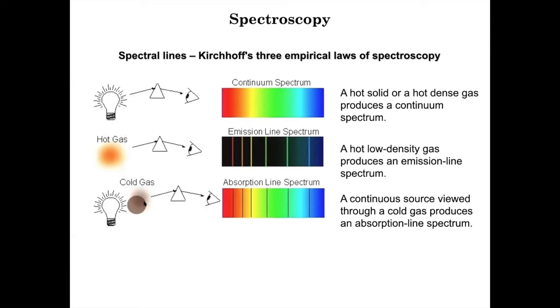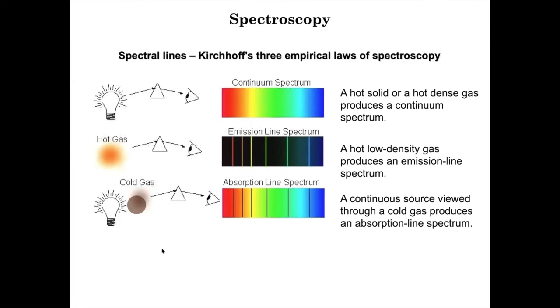The third law says that a hot, dense gas surrounded by a cool, tenuous gas produces light with a continuous spectrum which has gaps at discrete wavelengths. So you have a continuous source viewed through a cold gas. That's the source here, the source that in the first law would produce a continuum. If you see it through a cold gas, you're going to have an absorption line spectrum.